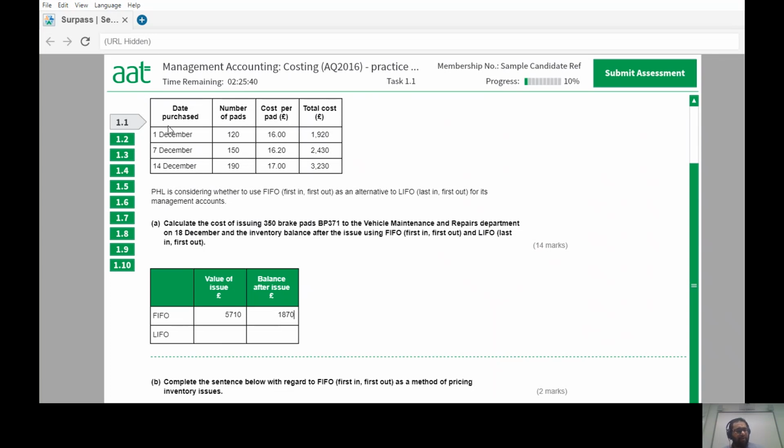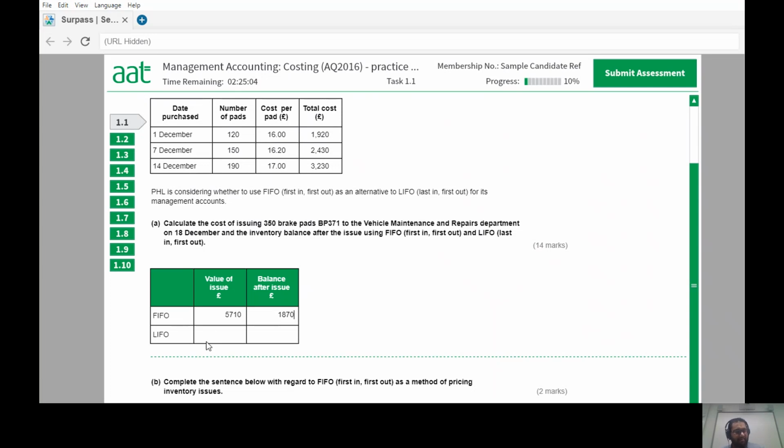So now what we're going to do, we have to use the whole 190 from the 14th of December. We also have to use the whole 150 from the 7th of December. So now we are up to 340. I need 10 more pads, which are going to be coming out of the 1st of December stock. So that is going to be how much? 10 multiplied by 16 is going to be 160. And then you have already 2430 and 3230. Add them all together. So 160 plus 3230 plus 2430.